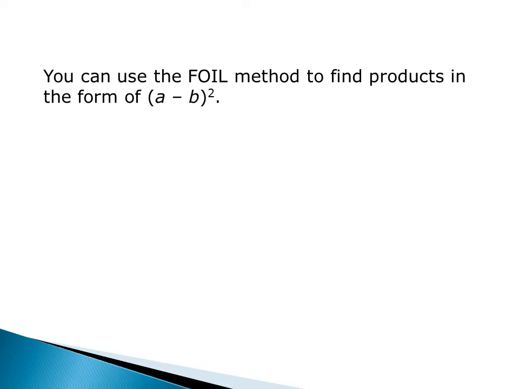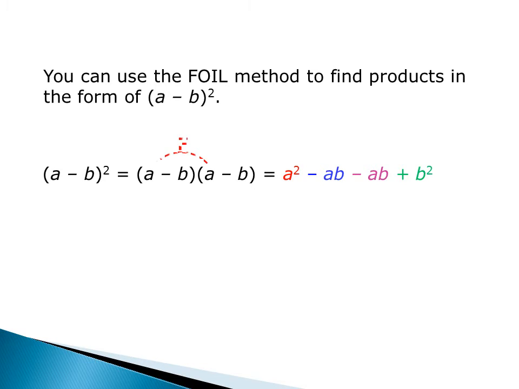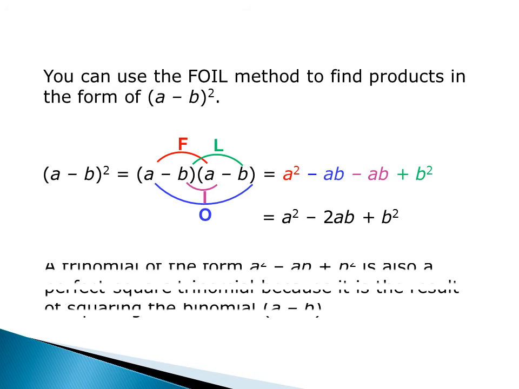Okay, you can also use the FOIL method to find the products of the form (a minus b) squared. Remember, it was plus before, now we are doing minus. (a minus b) squared will follow the same thing we did with the positive, except this time it's going to be negative. Same thing, no difference. First the red one, outer the blue one, inner the purple one, and last is going to be the green one. The only difference between the first one we saw and the second one is that the second part has a minus.